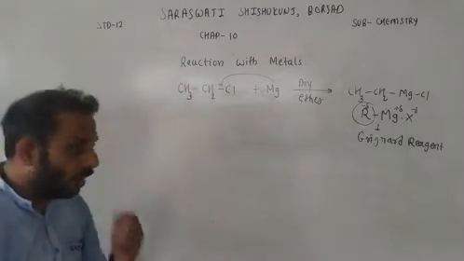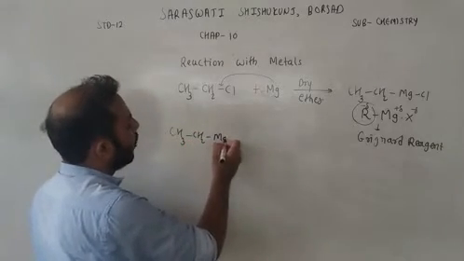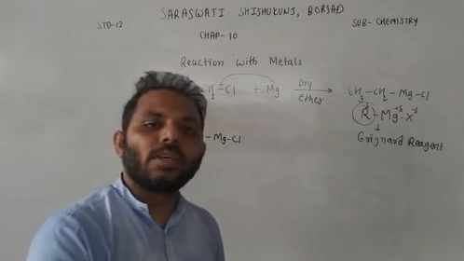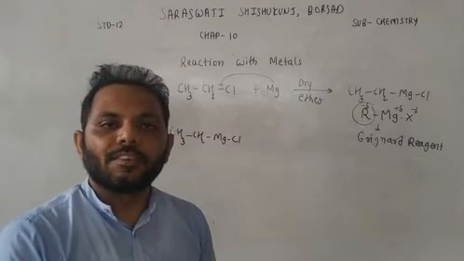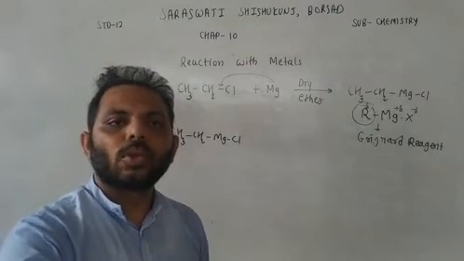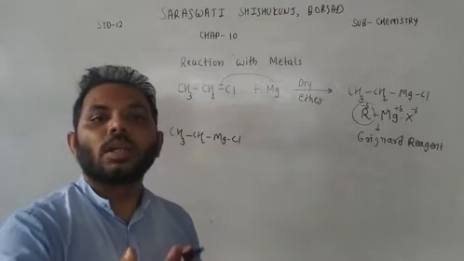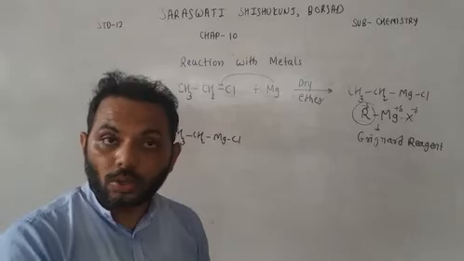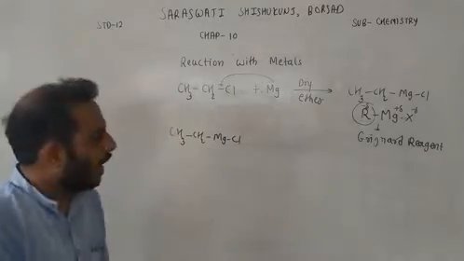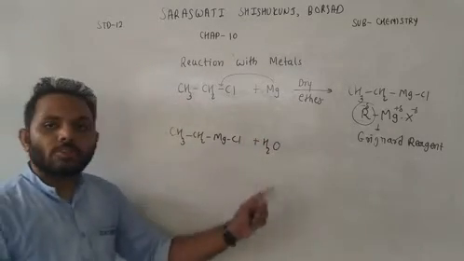Now, Grignard reagent, suppose CH3CH2MgCl, can react with any solvents or compounds which have a proton. So what are the examples of proton containing compounds? Water, it has a proton. Alcohol, it has a proton. Let's say water. So Grignard reagent reacts with water.